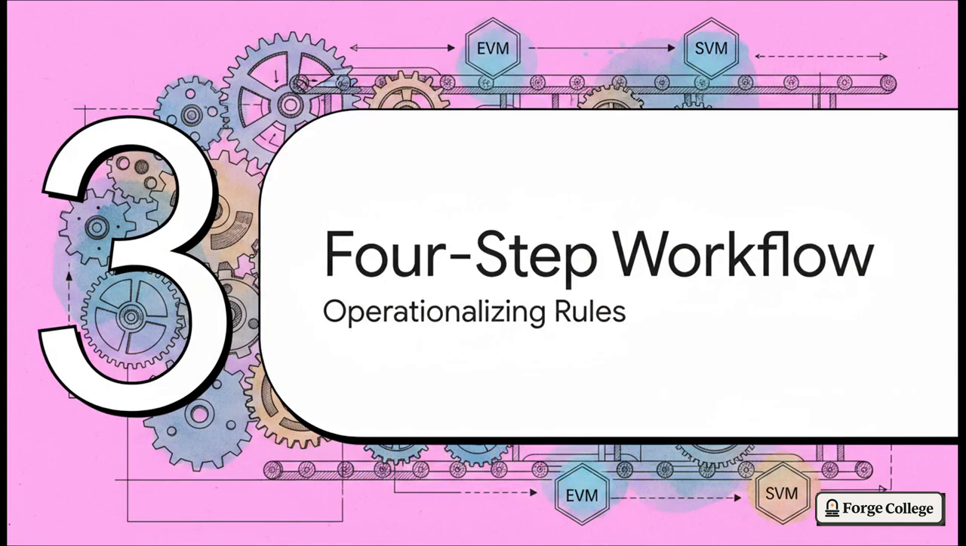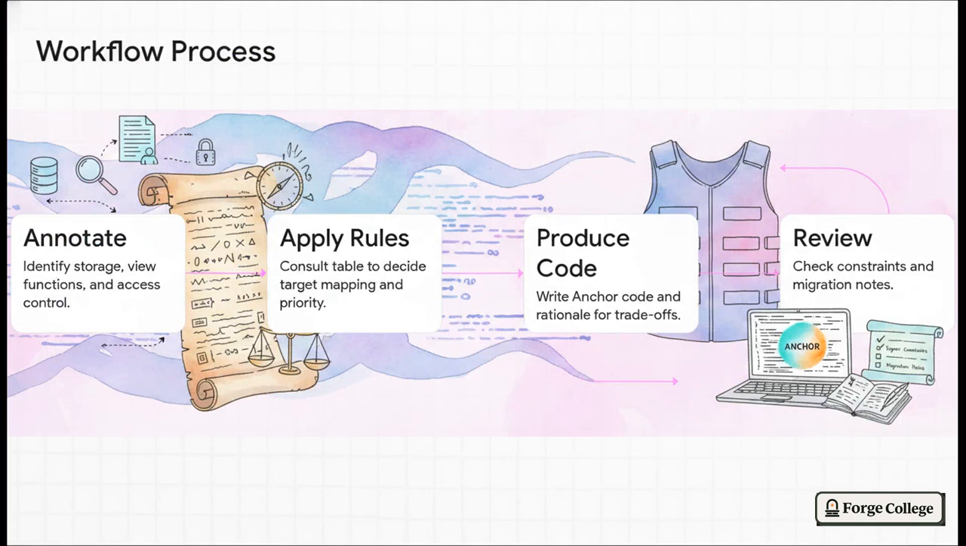So we have our theory down. Let's operationalize this in section 3, the 4-step workflow. This is the exact chronological assembly line process we use for every single contract to prevent our translated code from failing on the launchpad. Step 1, annotate the snippet.